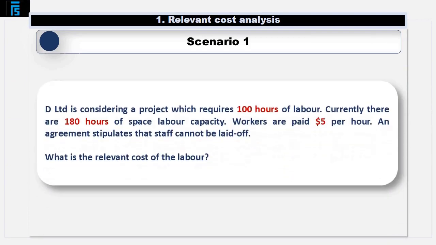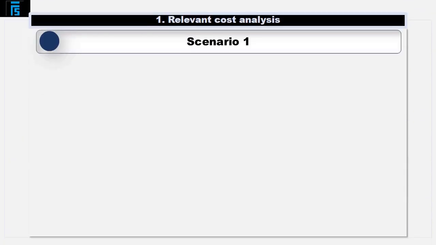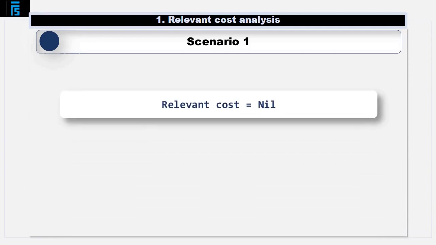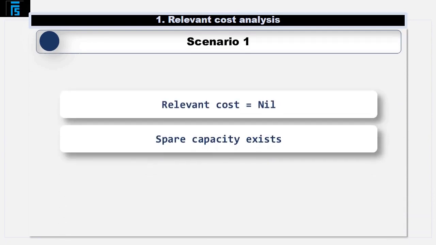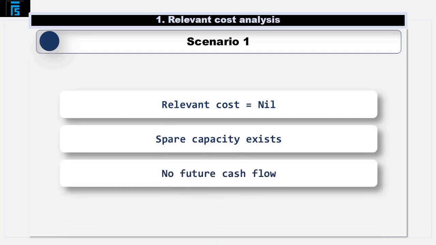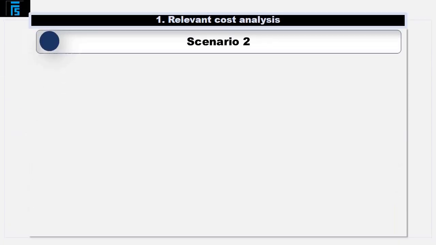Scenario 1. D Limited is considering a project which requires 100 hours of labour. Currently, there are 180 hours of spare labour capacity. Workers are paid $5 per hour. An agreement stipulates the staff cannot be laid off. And the question is, what is the relevant cost of labour? If D Limited decided to go ahead with the project, the relevant cost of labour will be nil. As spare labour capacity exists and labour is already paid, there is no future cash flow associated with putting that labour to work.